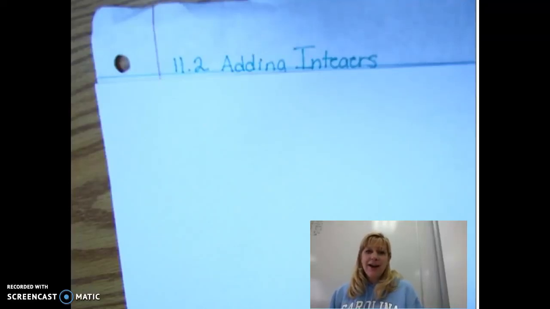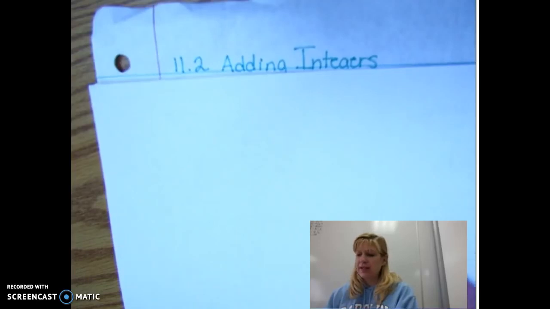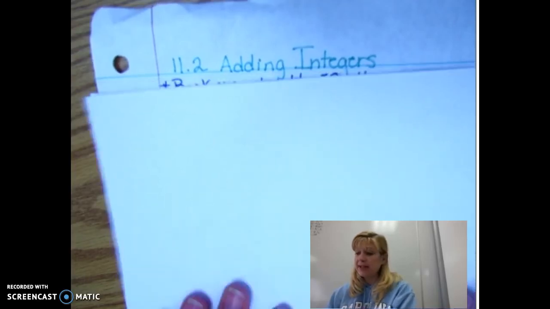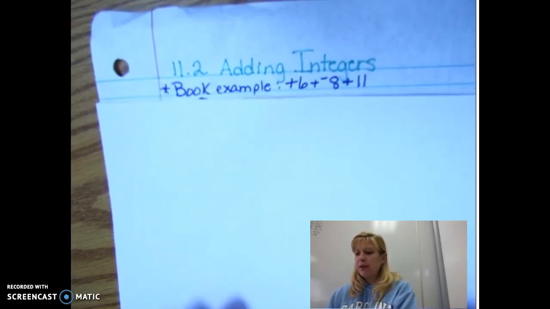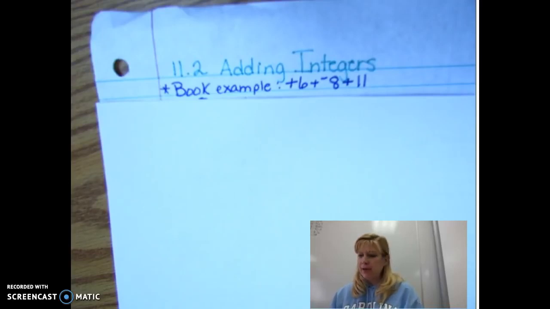Hi everybody, we are going to be talking today about integers. Adding integers this time since we did our intro lesson to them last time. So in the book we had an example in there for this lesson, and it revolved around a football play.